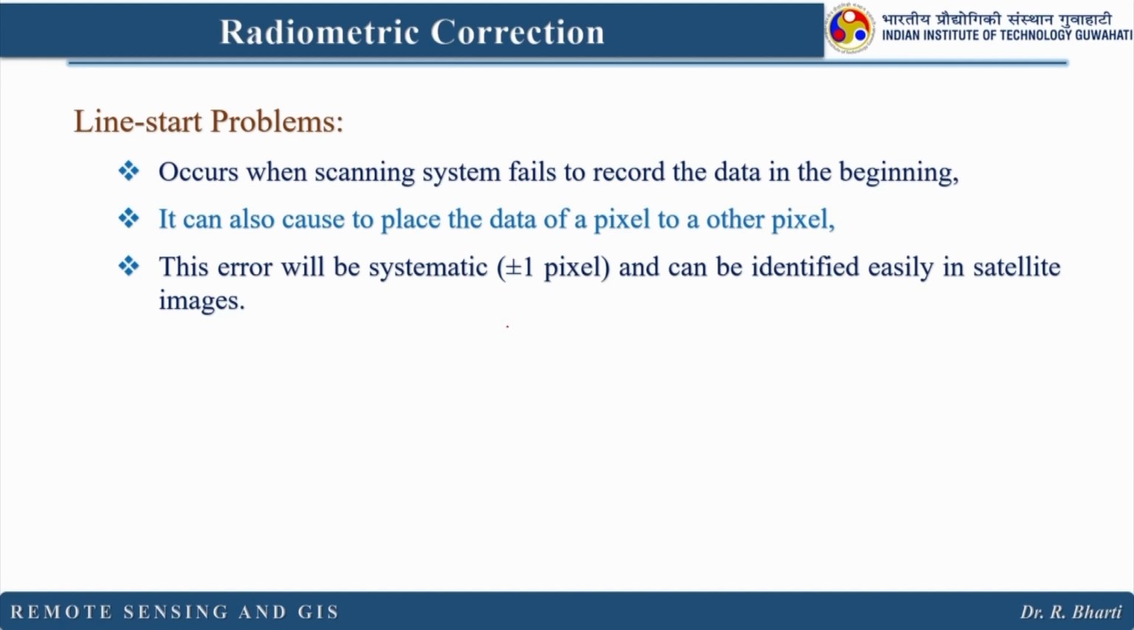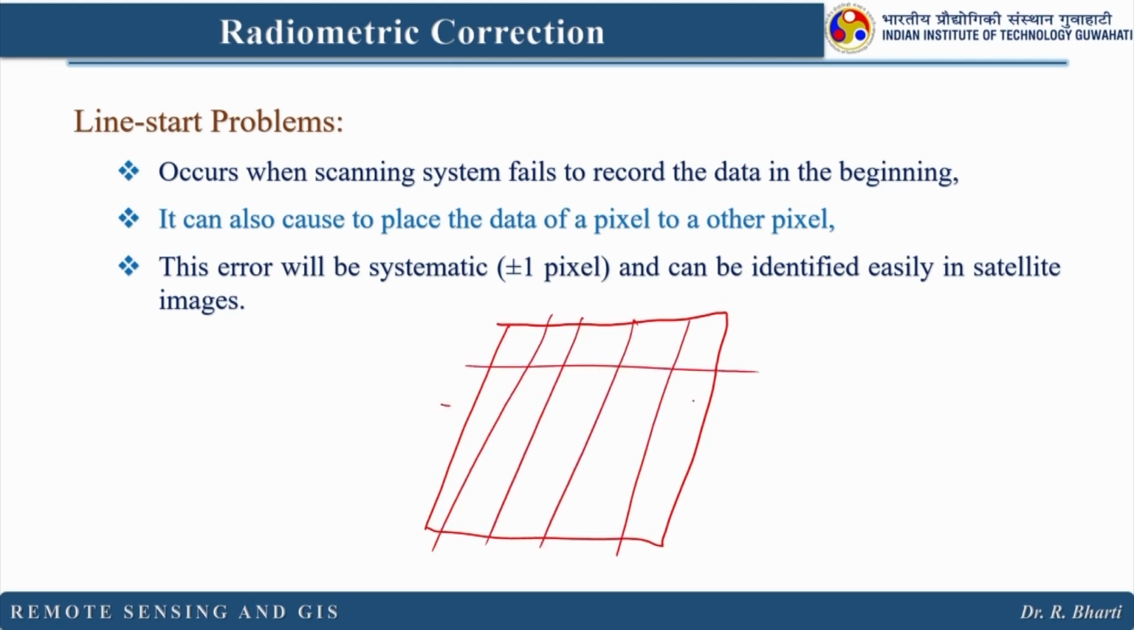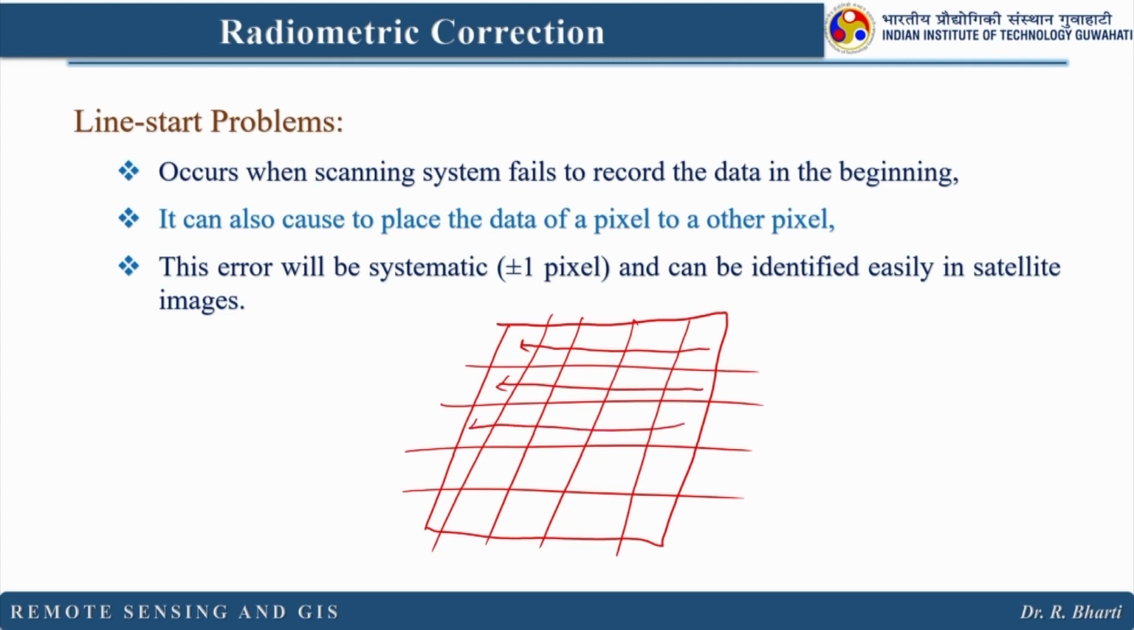So here what is happening, this is your image which was supposed to be like this, and all the values are present in between, right. Scanning is done in this particular manner. Let us consider this case. Scanning is happening in this direction and the sensor is moving in this direction, right. So in the beginning it fails to record these two pixels, but subsequently all other values have been recorded.